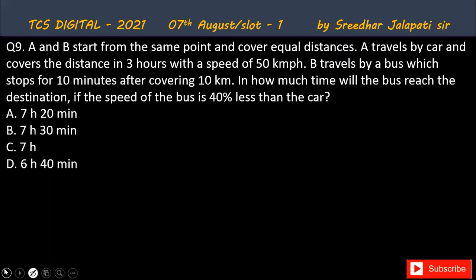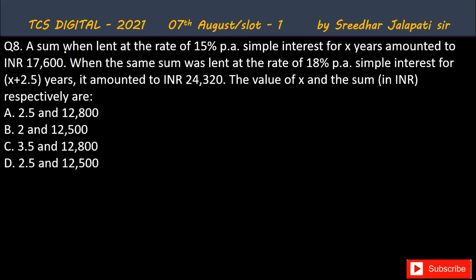Here is the solution for question number 8. A sum when lent at the rate of 15% per annum simple interest for X years amounted to rupees 17,600. When the same sum was lent at the rate of 18% per annum simple interest for X plus 2.5 years, it amounted to rupees 24,320. Find the value of X and the sum.